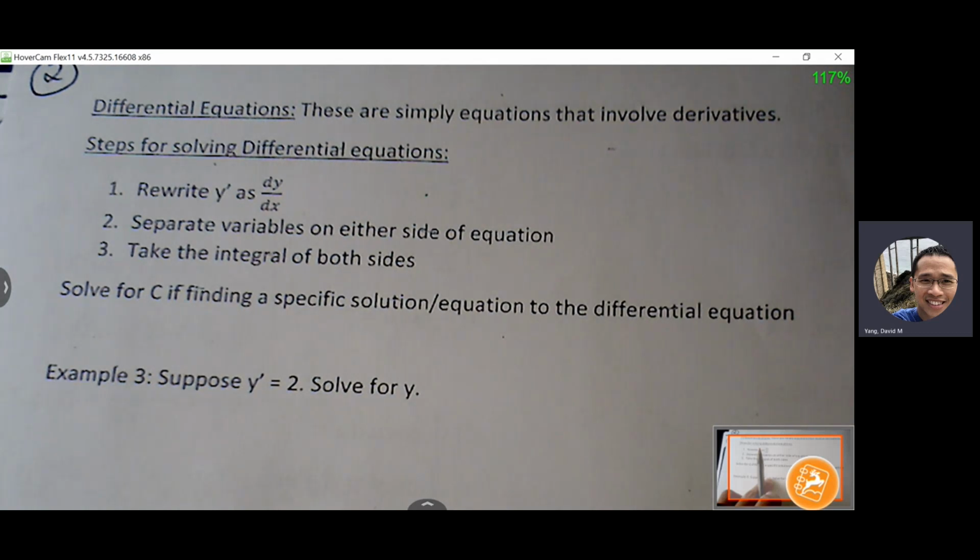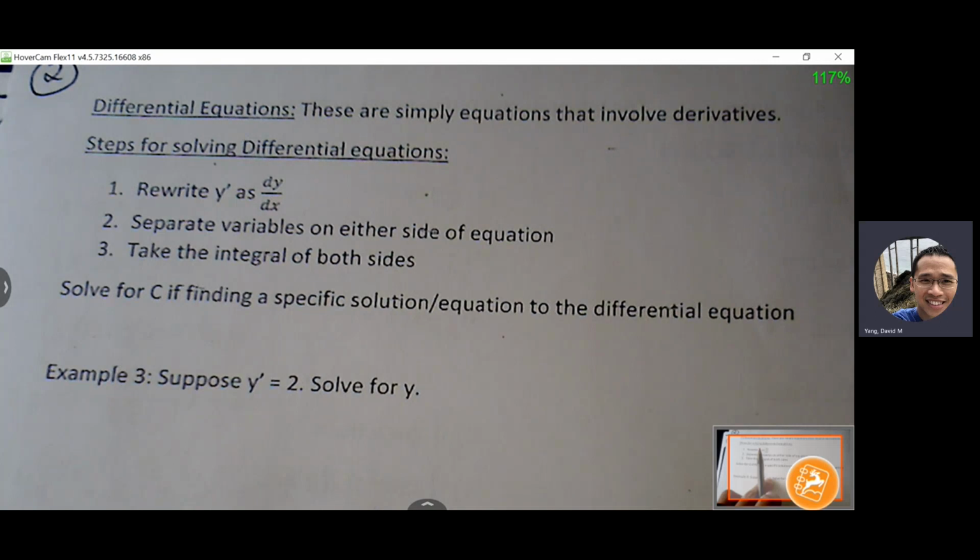The more complicated ones require us to work on both sides of the equation, and we'll see that next unit. Then there's going to be a plus c that shows up, and we're going to solve for c, finding a specific solution for that differential equation. We know that plus c indicates that there's a family of functions that all fulfill that same derivative. But if we're given some initial information, we can find a c value for that specific equation.